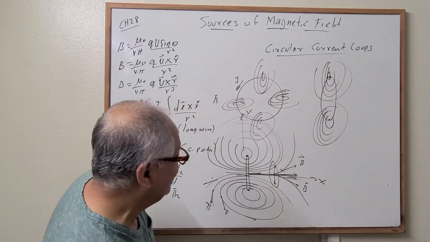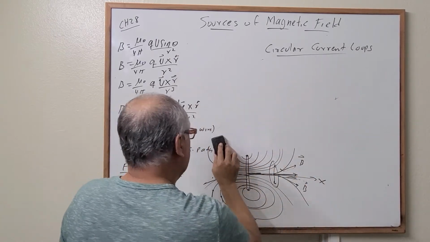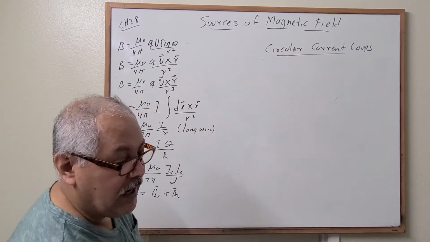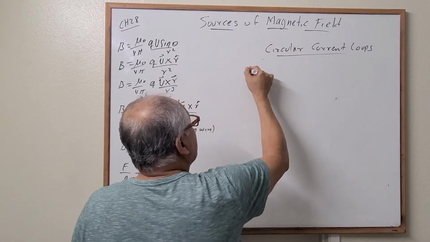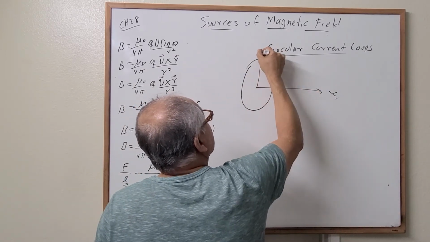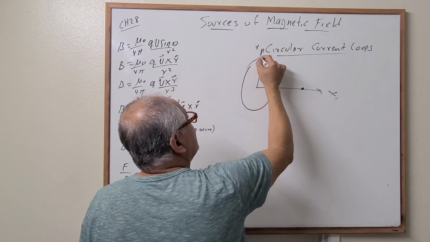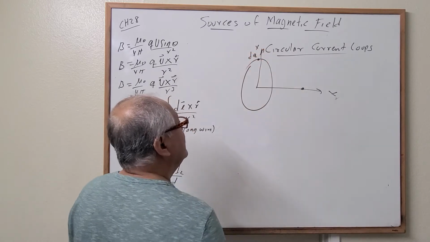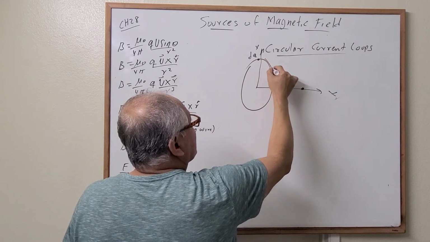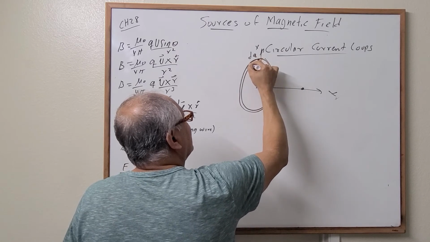Okay, let's do it. So in this case, imagine that we have this loop right here, like this. This is the x direction. Imagine this is the y direction. Let's take a point right here. Let's take an element, dq, right here. Also, we can take its image because this is a conductor.